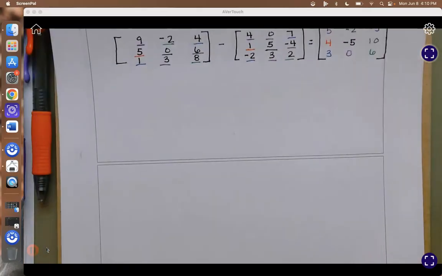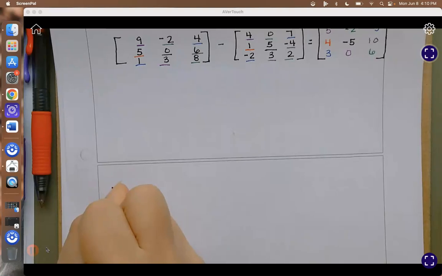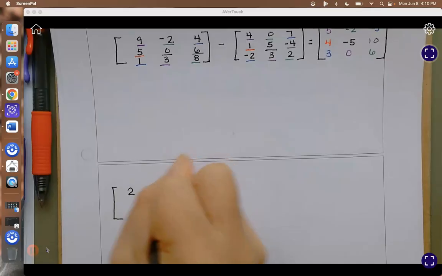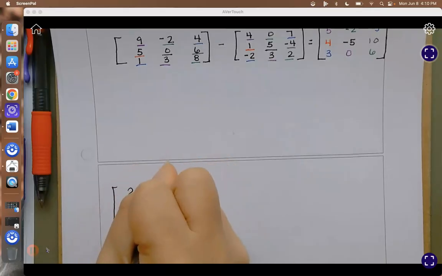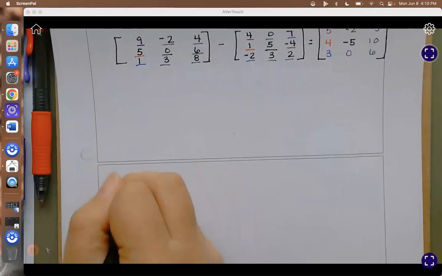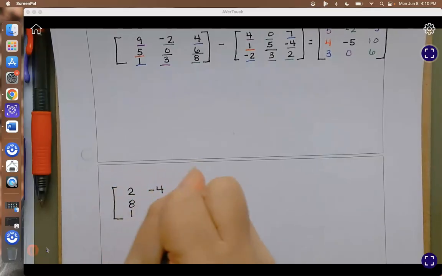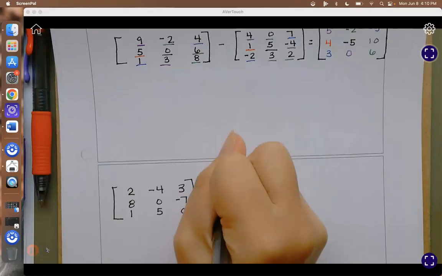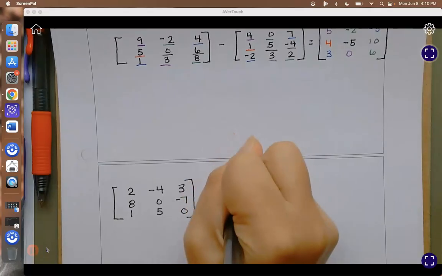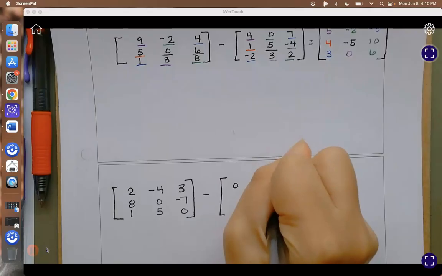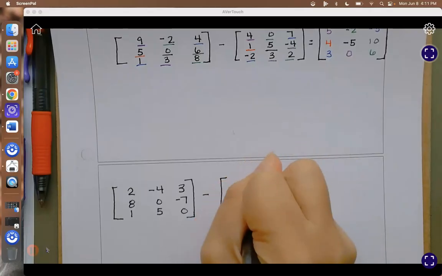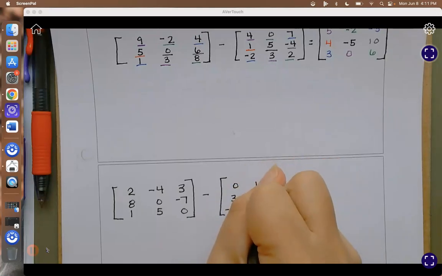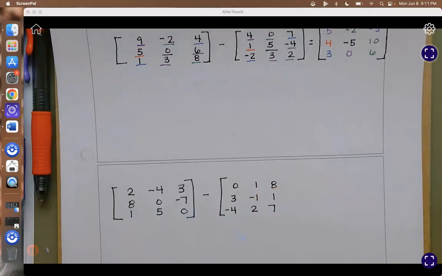Okay, next problem. You have a 2, a negative 4, 3, 8, 0, negative 7, 1, 5, 0. So this one's a 3 by 3 minus first row 0, 1, 8, second row 3, negative 1, 1, next row negative 4, 2, 7.